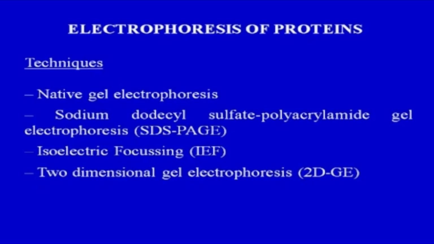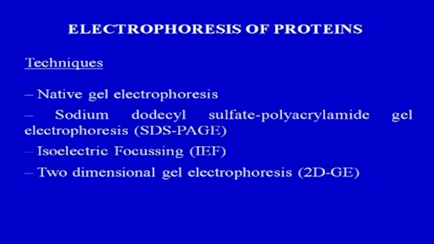Alright, so this was about two buffer systems which are widely used, one continuous system and another discontinuous or multiphasic system. Alright, so we will start with the electrophoresis of proteins. Now, there are many variations of electrophoresis which are commonly used. There are a lot of techniques used for different applications for analysis of proteins, and we will discuss some of them. Like there is native gel electrophoresis.